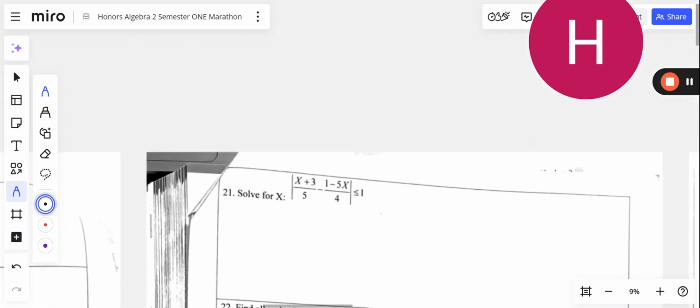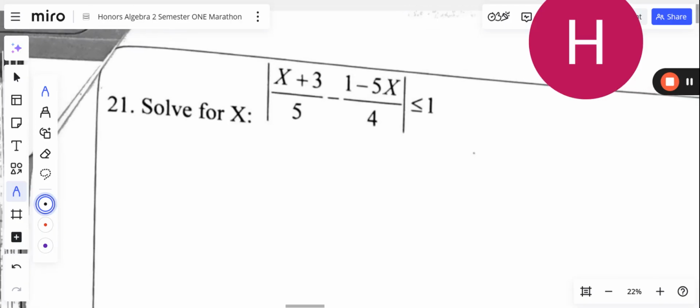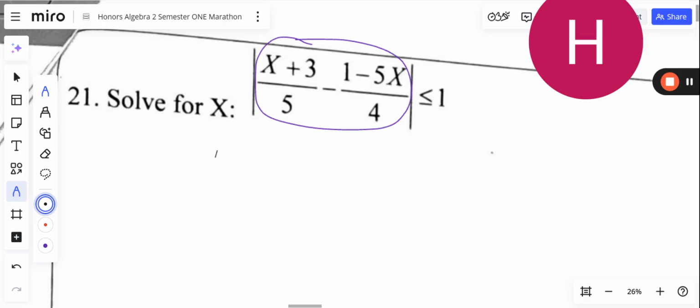Okay, so very similar setup in this other absolute value inequality. This time they're looking for something which is less than or equal to 1. So first step here is to simplify everything that is inside of the absolute value. First thing is to get this common denominator.